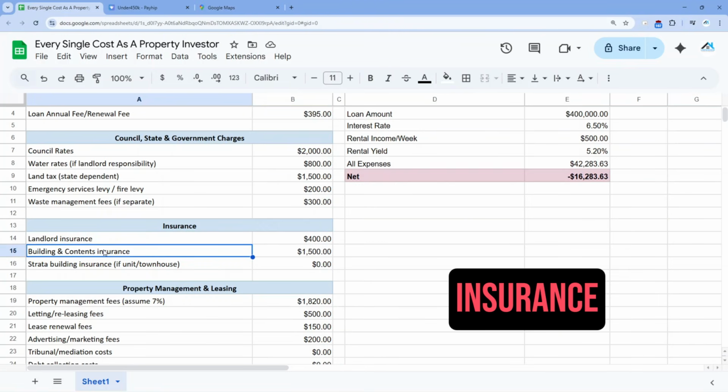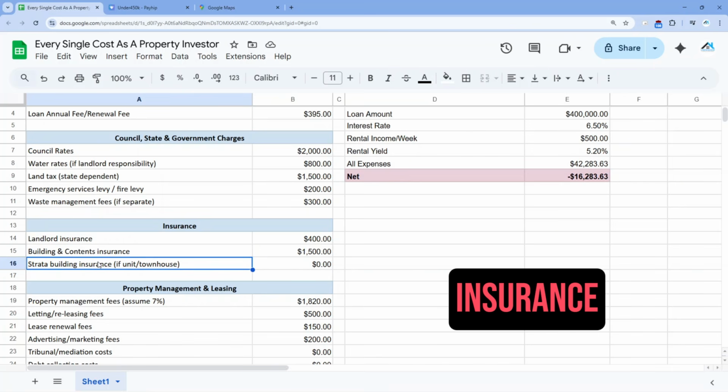Some people do not cover the contents within their property, like the carpets, blinds, etc., and they only get building and landlord. That's an absolute minimum for me. And usually when you purchase an investment property, the bank will make you purchase an insurance policy before you settle on the asset. Now, the next one is strata building insurance.